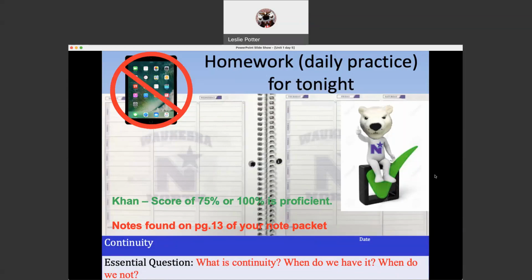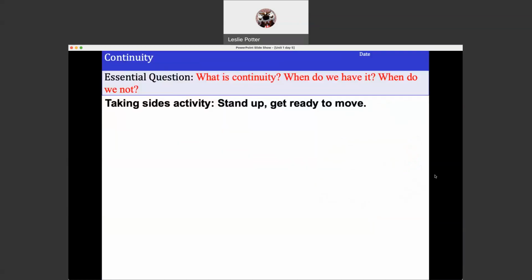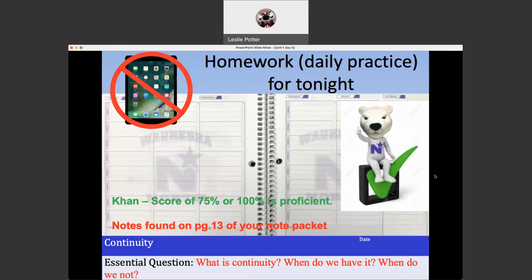So our essential question for today was, what is continuity, and when do we have it, and when do we not have it? Okay, and so it's kind of an involved essential question, right? There's 3 of them really. So take a second, write down that essential question in your notes. We have an activity to do in your notes. I just want to go to the next slide here. Yeah, go ahead and get down that essential question.